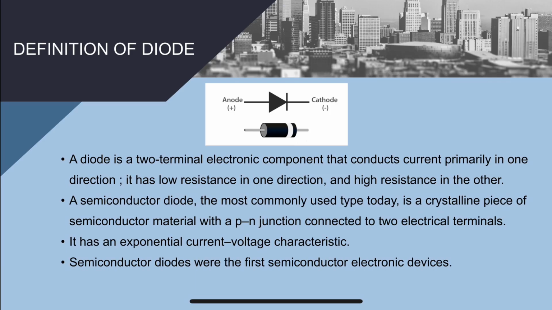A diode is a two-terminal electronic component that conducts current primarily in one direction. It has low resistance in one direction and high resistance in the other. A semiconductor diode, the most commonly used type today, is a crystalline piece of semiconductor material with a PN junction connected to two electrical terminals. It has an exponential current-voltage characteristic, and semiconductor diodes were the first semiconductor electronic device.